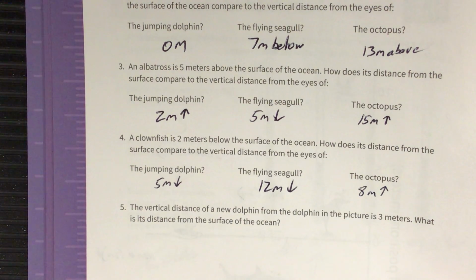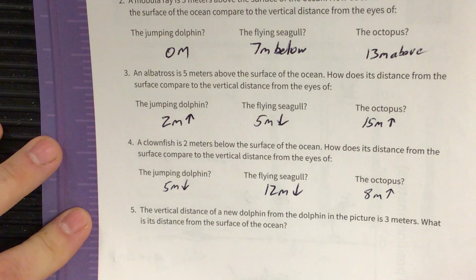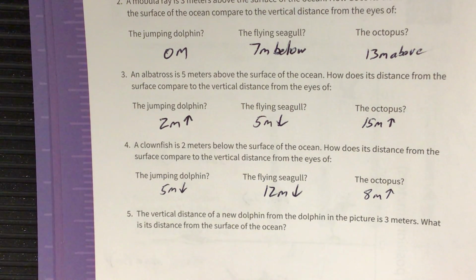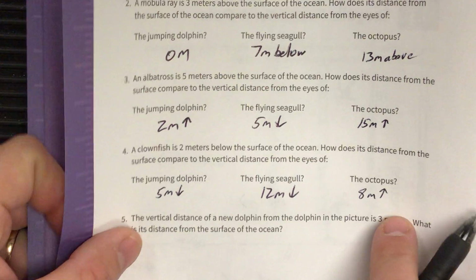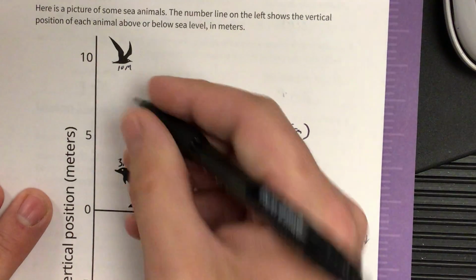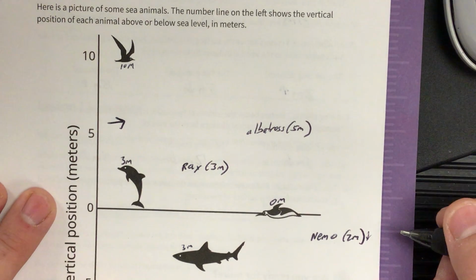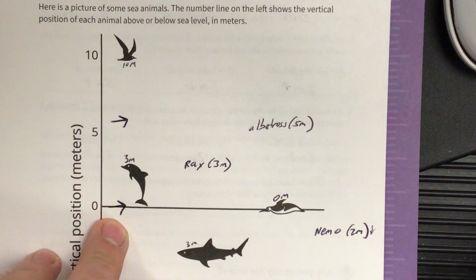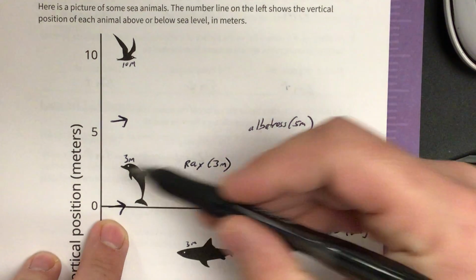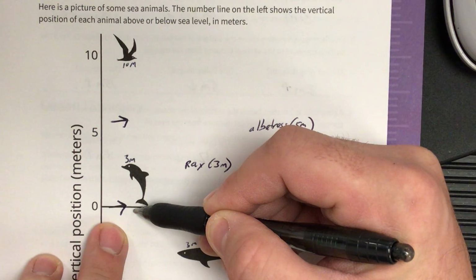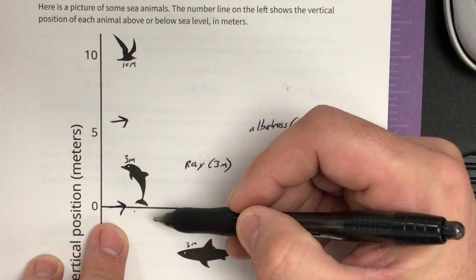All right, number 5. The vertical distance of a new dolphin from the dolphin in the picture is 3 meters. What is the distance from the surface of the ocean? Now, vertical distance, does that tell us above or below? No. So that means you would have to decide if the dolphin is here, 3 meters above, or 3 meters below. It doesn't specify. Okay, this is 3 meters vertical distance. This is 3 meters vertical distance. Either one is acceptable, because above or below doesn't matter.